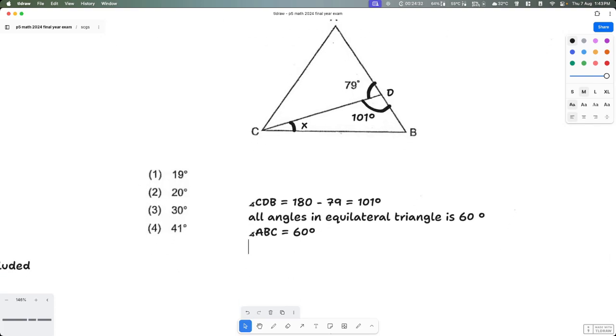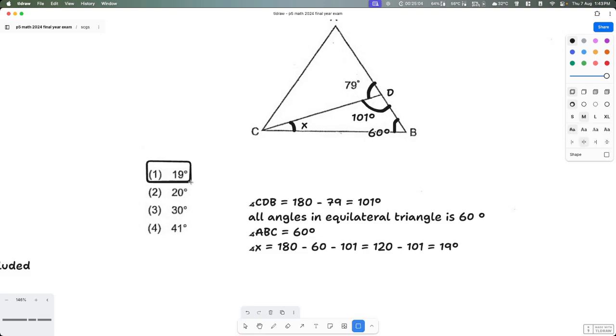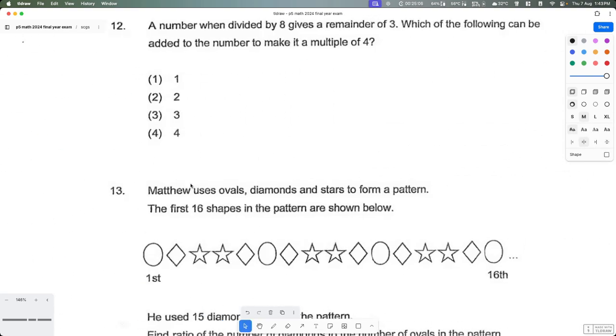So now angle X will be equal to 180 minus 60 minus 101. I'm going to put here 60 as well, 60 degrees, like this. And this will become 120 minus 101, which is equal to 19 degrees. That's what you see over here. So the answer to question number 11 is 1. All right, let's move on to question number 12.